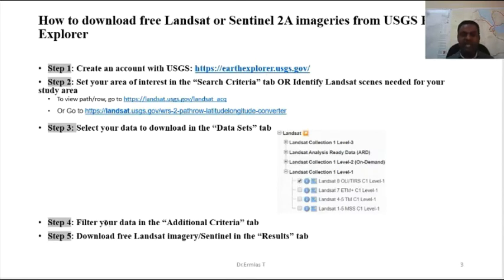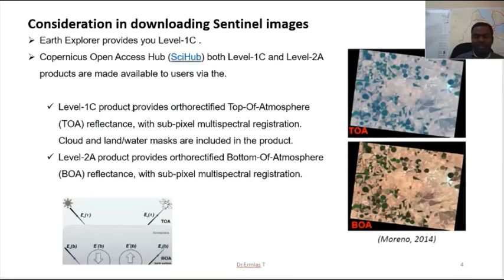There are additional criteria for filtering further. The additional criteria could be the amount of cloud coverage in the satellite image. Usually we use less than 10% cloud coverage if satellite data are available. And you go directly to the results tab and you'll find your data. Okay, this is about Landsat.